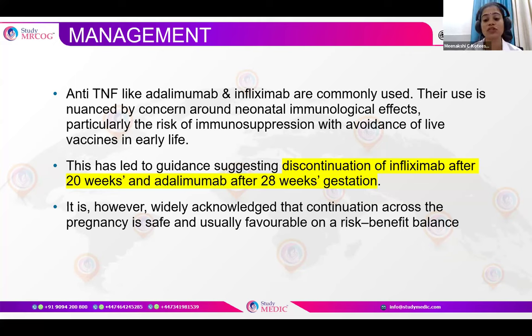They might ask questions like when it is recommended to stop, and they could give a list of vaccines and ask which needs to be avoided in the newborn. We never know. So such questions can be asked. It's important, especially whatever is highlighted, make sure that you quickly go through all of those slides.